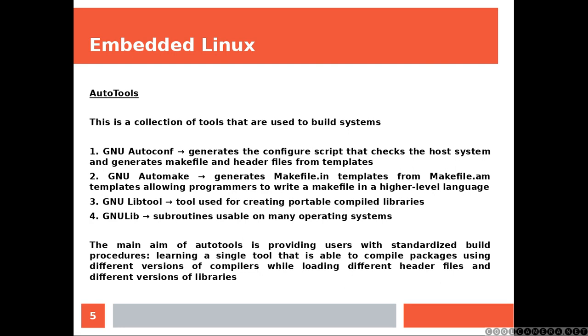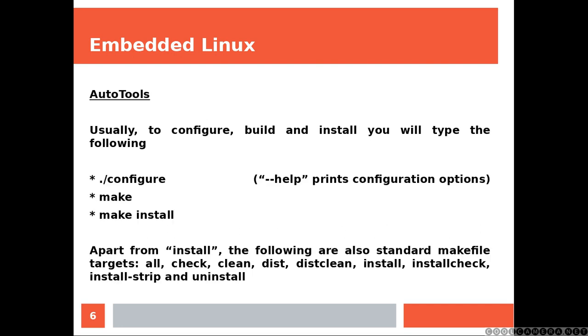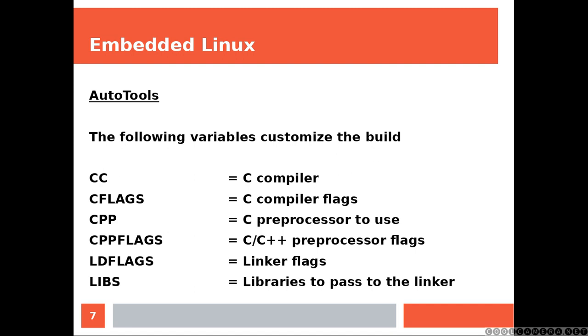Now, the main aim of Autotools is providing users with standardized build procedures. Learning a single tool that is able to compile packages using different versions of compilers while loading different header files and different versions of libraries. Usually, to configure, build, and install, you will type the following. Apart from install, the following are also standard Makefile targets: all, check, clean, and so on. The following variables customize the build. So as you can see, some variables affect the compiler behavior, some others the preprocessor, and some others the linker and the libraries.